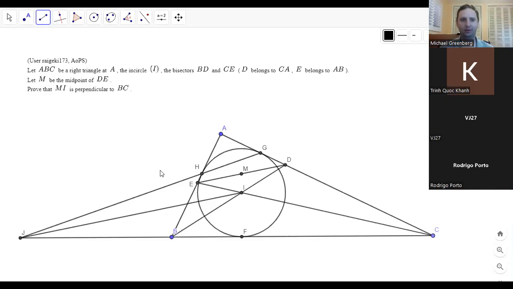So I wonder how helpful this is, trying to show IJ is parallel to DE. For the two of you that just joined, it's a simple problem. You just have a right triangle, and D and E are the feet of the angle bisectors from B and C, and M is the midpoint of DE, and we want to show MI is perpendicular to BC. So we have to use that it's a right triangle somewhere.